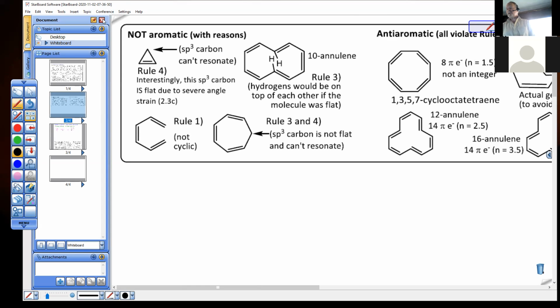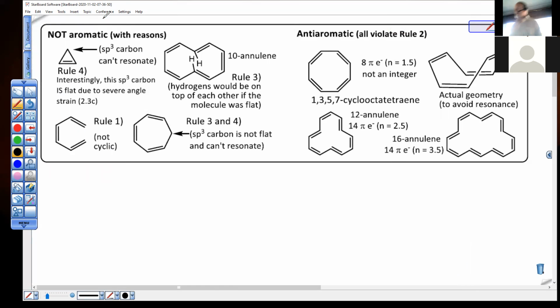All right, we have some molecules that are not aromatic, and we are using the rules to explain why.